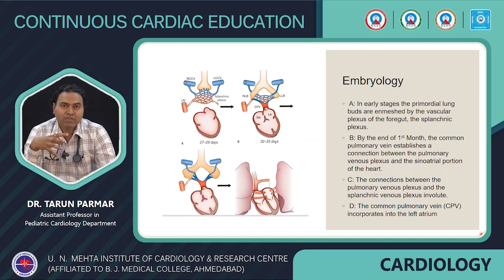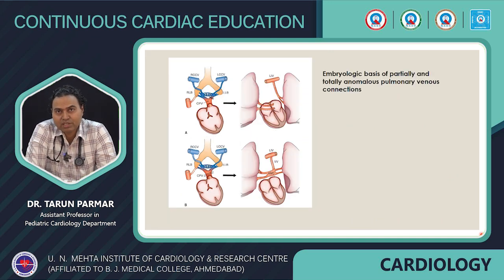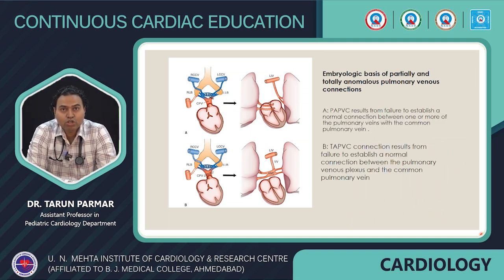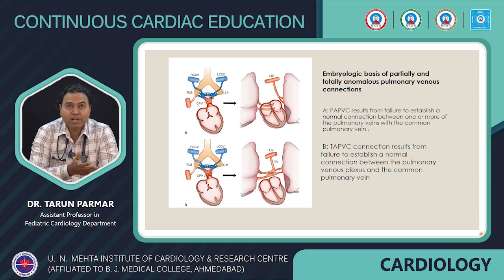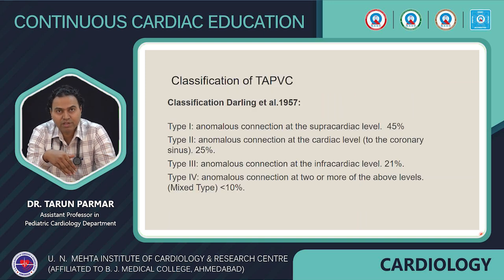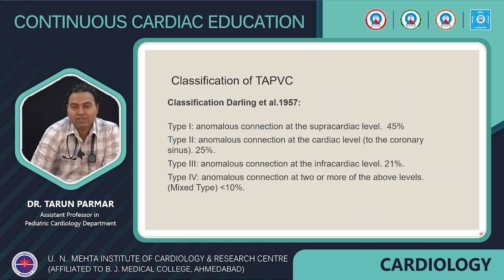In TAPVC, this common pulmonary vein part does not form the LA, and the LA is inherently small in this case. So this is the embryological basis of partial and total anomalous pulmonary venous connection. TAPVC results from the failure to establish normal connection between one or more pulmonary veins and the common pulmonary vein, that is, between the pulmonary venous plexus and the common pulmonary vein. So what is the classification of the TAPVC?